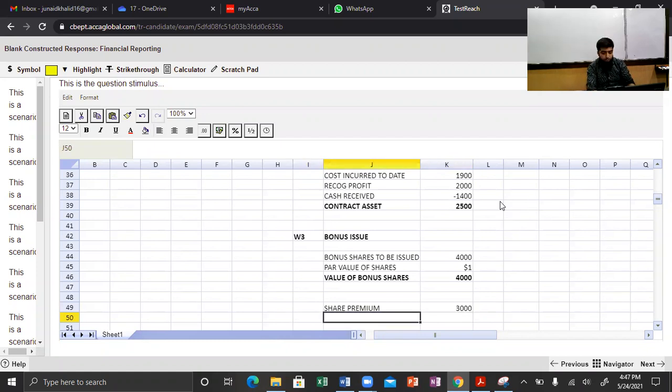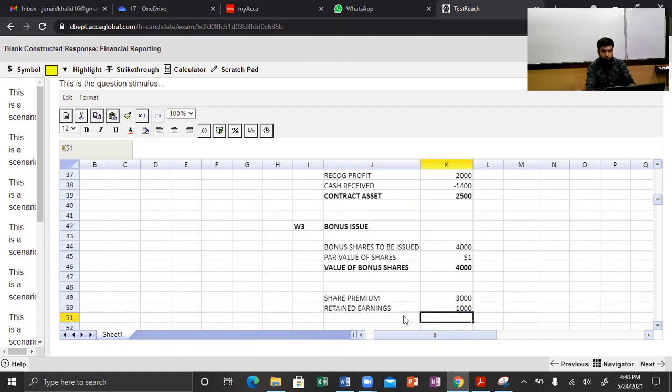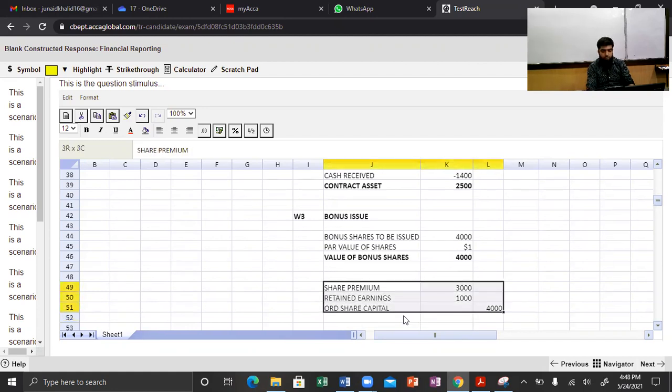So what are we going to do? We are going to transfer that amount from the retained earnings account, what is the balance amount, that is 1,000, and ordinary share capital will be credited. Ordinary share capital will be credited with the amount of 4,000. So that accounting entry is going to be prepared.